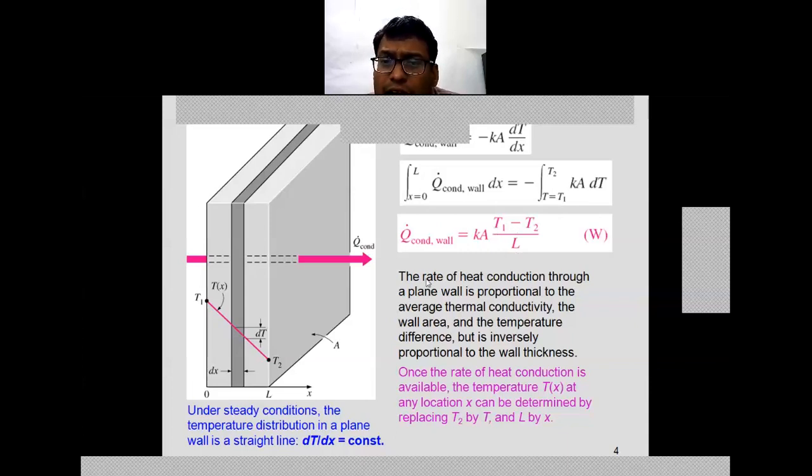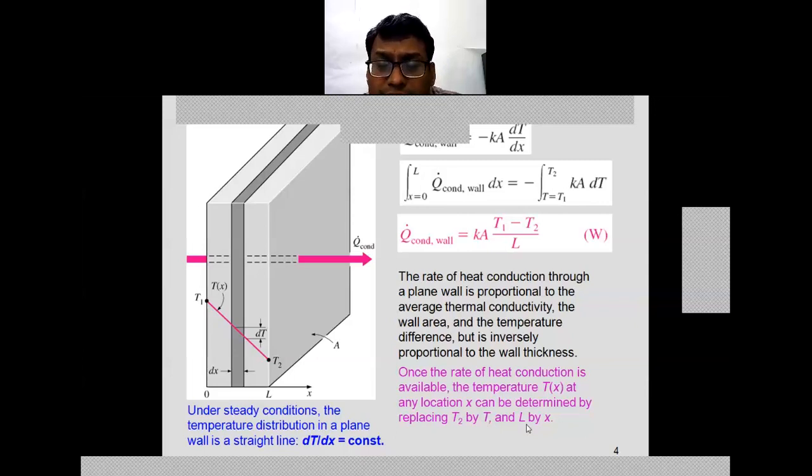So the rate of heat conduction through the plane wall is proportional to the average thermal conductivity, the wall area and the temperature difference, but is inversely proportional to the wall thickness L. Once the rate of heat conduction is available, the temperature Tx at any location x can be determined by replacing T2 by T and L by x. That can also be calculated.